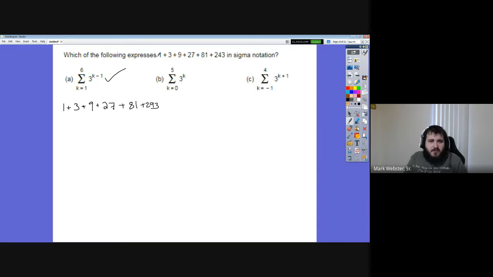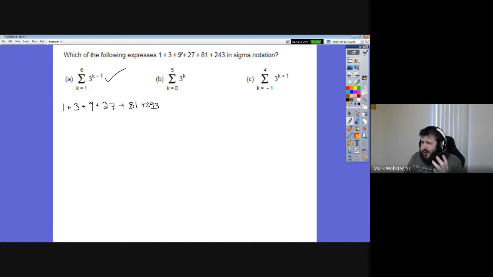Basically saying that this first term is 3 to the 0 power. Well, how are we going to express that? Well, if it's term number 1 and we want it to the 0 power, we'll do the term minus 1 to get 0 up here. This is 3 to the first power. That's the second term. 2 minus 1.